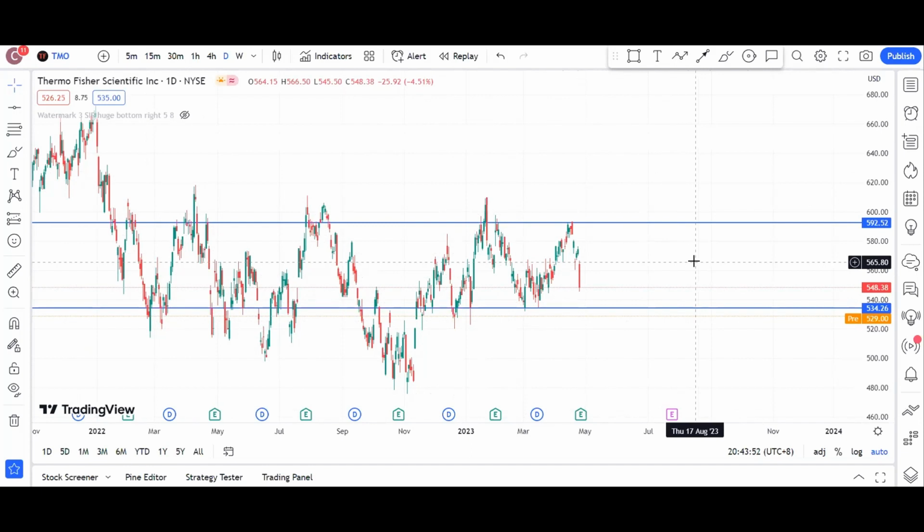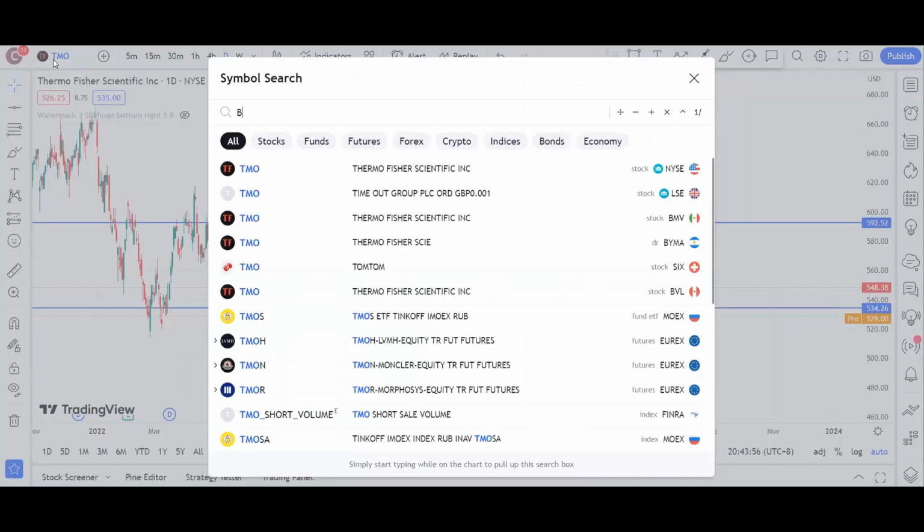Then let me see if any more. Then I will go through one last counter, which will be Berkshire.